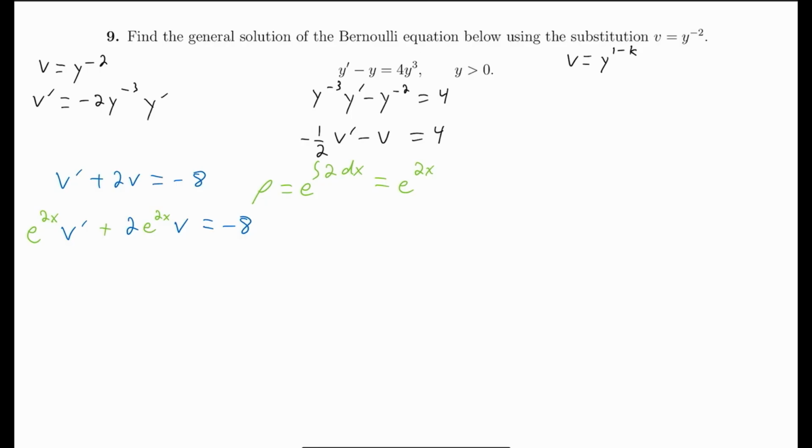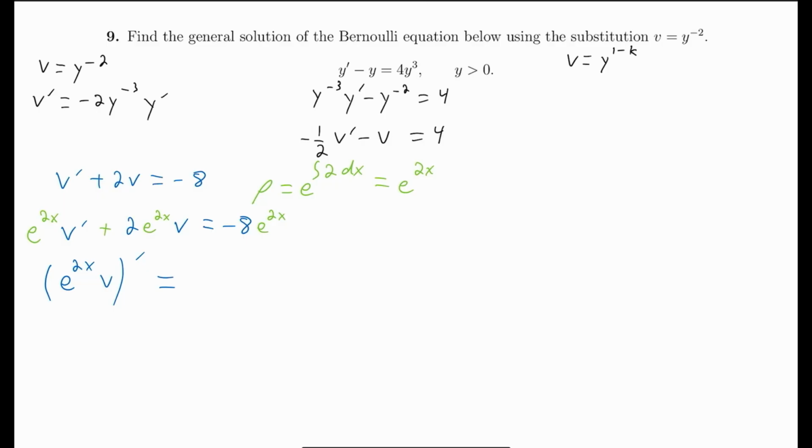And now, like usual in linear differential equations, this one's pretty easy to see the chain rule here. All of this is actually the derivative of e to the 2x times v. Right, these two terms here are the product rule coming out of that. So that's all that prime, and that is equal to, oh, I forgot to multiply the right-hand side. Remember to do that. There we go.